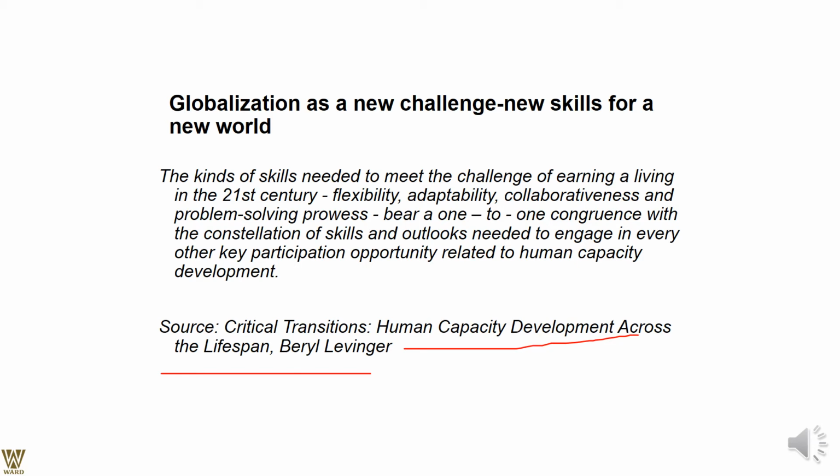So what are we talking about? We need to have many skills, and with the skills we cannot be rigid. We have to adapt, continuously adapt. We have to be a continuous team member. We cannot go all by ourselves, all alone. The days of individuality have gone, and we need to think out of the box. This is the critical transition for human capacity development across the lifespan, written by Beryl Levenger.